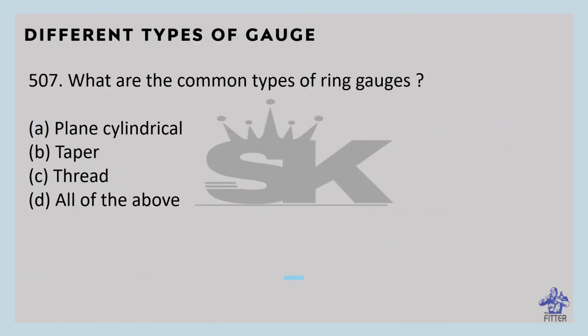What are the common types of ring gauge? So all of the above: plain cylinder, cylindrical ring gauge, taper ring gauge, thread ring gauge, and a few more are there. So we can consider this as one, two, and three, and four here I'm writing. Plain cylindrical gauge, taper gauge, and thread gauge are there, right?